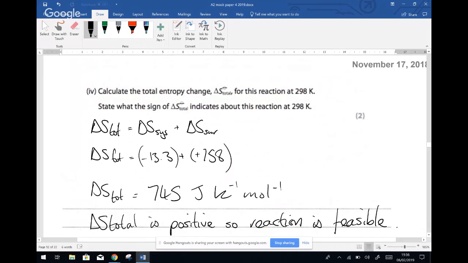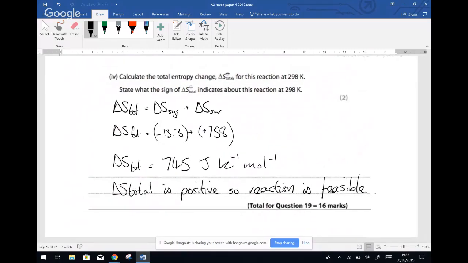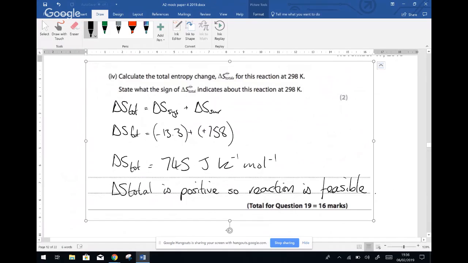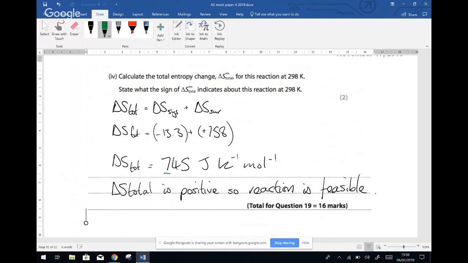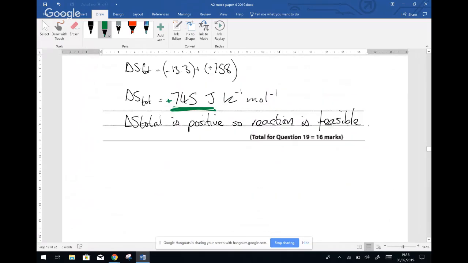Next. Calculate the total entropy change, total, for the reaction. Entropy total equals system plus surroundings. I've got my data from the system, and I've got my data from the surroundings from the previous questions. You can see my calculation, run it through, and then it says, state what the sign indicates about this reaction. Well, the total entropy is positive. This means the reaction is very feasible. Nice and straightforward. They love this question. It's a really nice one. Comment on S total and its feasibility.